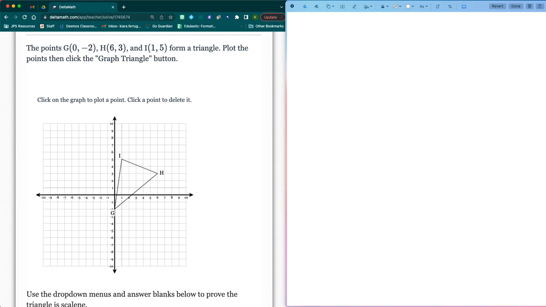Graph your triangle, and I'm pretty sure everybody understands how to do that. Plot the 3 points and then click the graph triangle button, and it's going to graph it for you. But the problem here is that they are giving you the graph, but they're not giving you the ability to write on it. And so if you notice here, we have a right triangle.